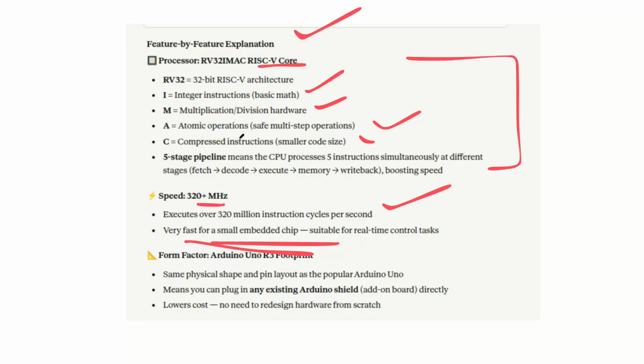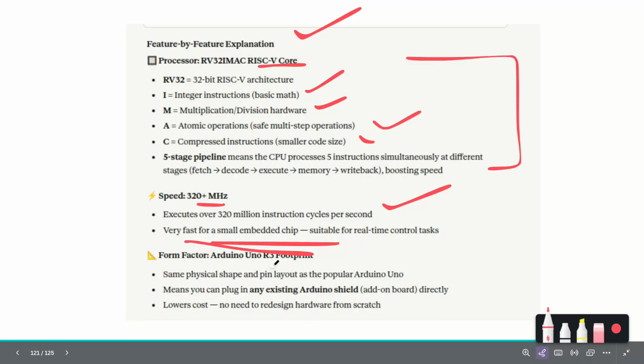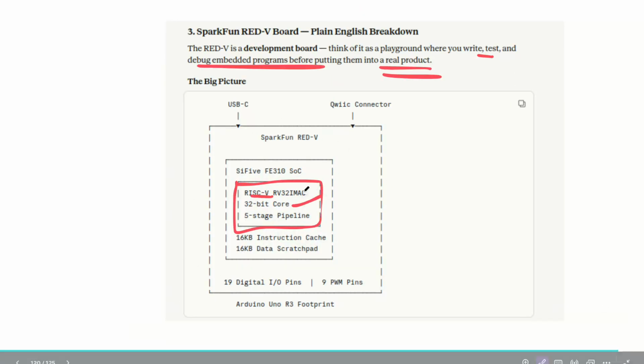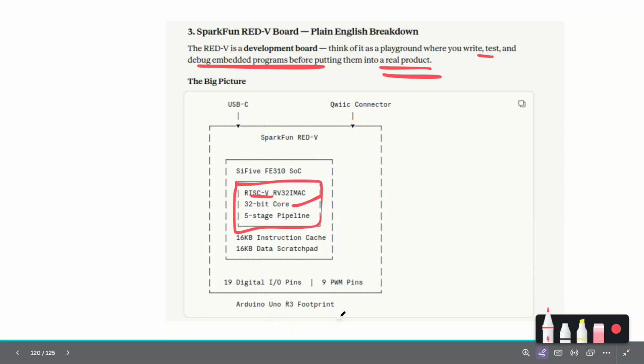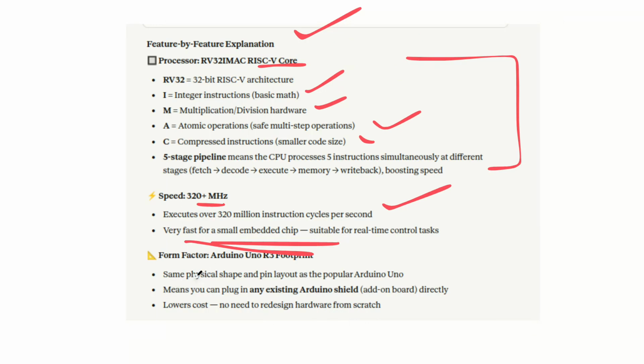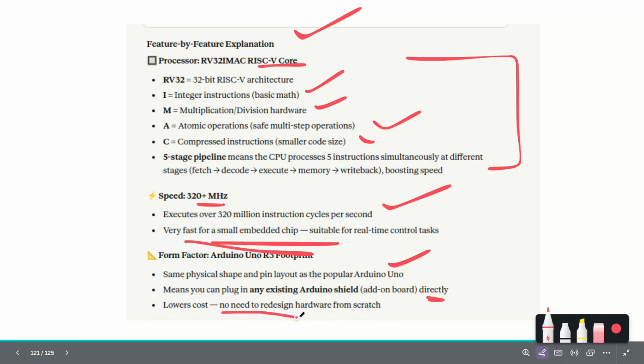Now form factor. If you see here, there is an Arduino UNO R3 footprint. What is this? It is the form factor, that is, the same physical shape and pin layout as the popular Arduino UNO. You can plug in an existing Arduino shield or add-on board directly, which lowers the cost, with no need to redesign the hardware from scratch.